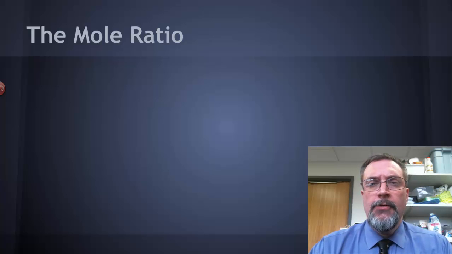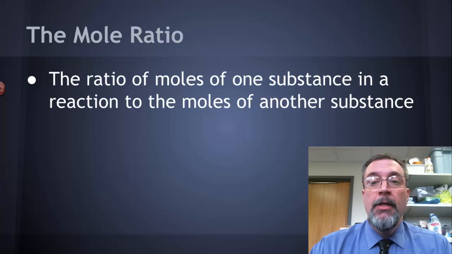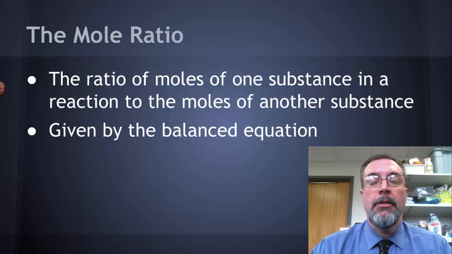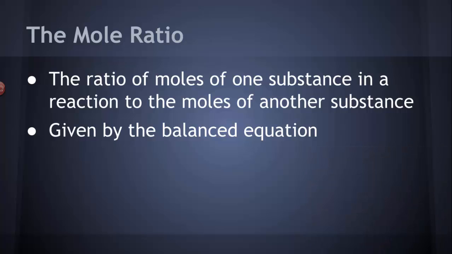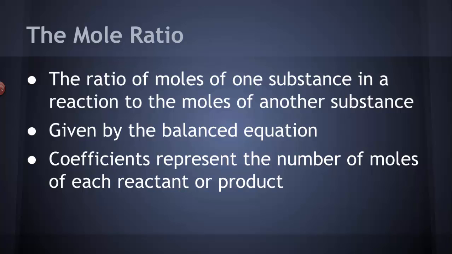The central part of stoichiometry, it all hinges on something called the mole ratio. Okay, so the mole ratio is the ratio of moles of one substance in a reaction to moles of another substance in a reaction. And basically, it's given by the balanced equation. So if you have a balanced equation, you can determine any mole ratio of any two substances because you're going to use the coefficients, the big numbers in front, to represent the number of moles of each substance.